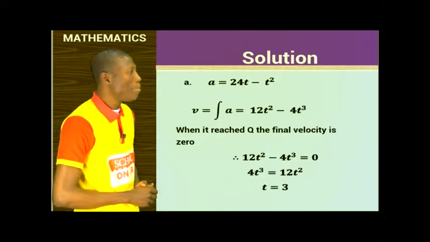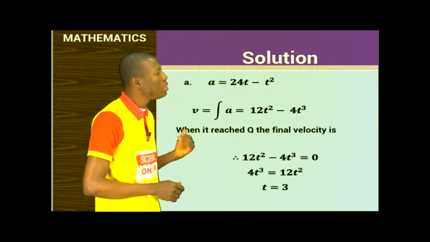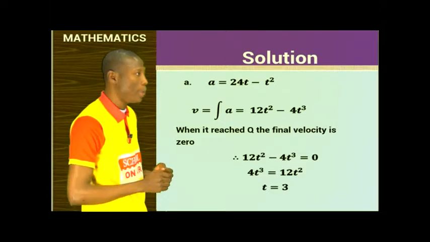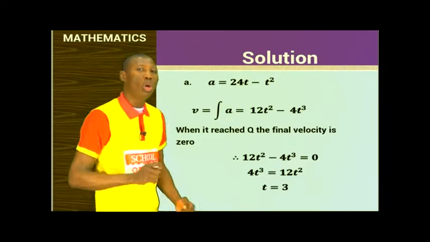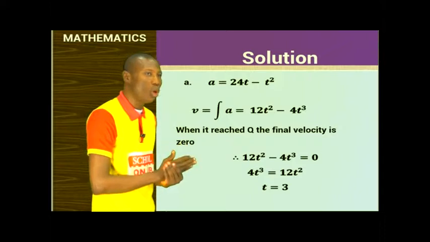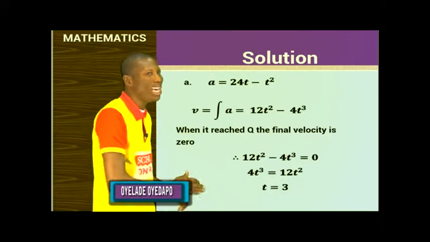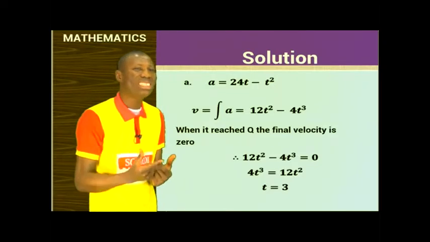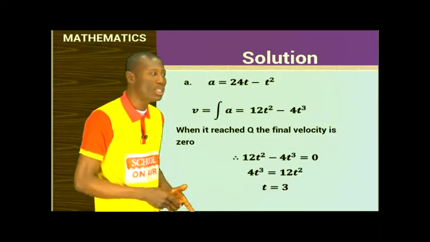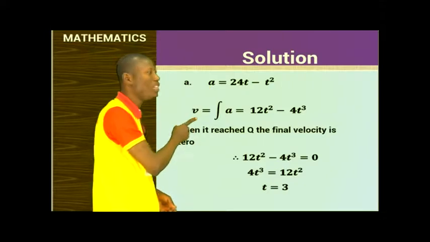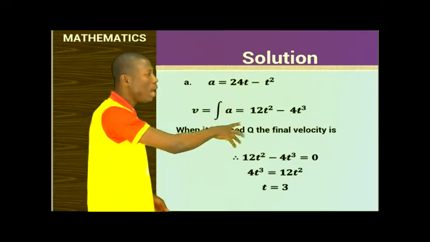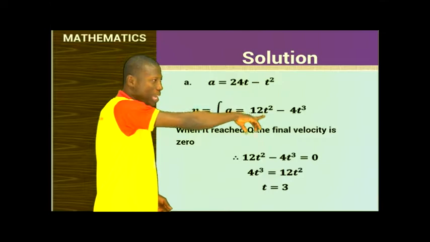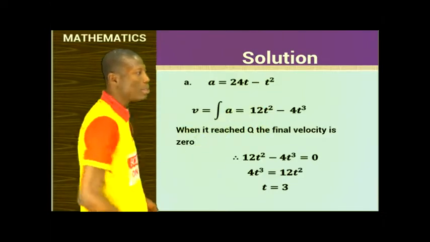This is the solution. We are given a equal to 24t minus 12t squared. I said earlier on, we want to get velocity from acceleration. When we differentiate velocity, dv/dt is equal to acceleration. So when we integrate acceleration with respect to t, we get velocity. Now we integrate this function to get v. When we integrate, we have 12t squared minus 4t raised to power 3.